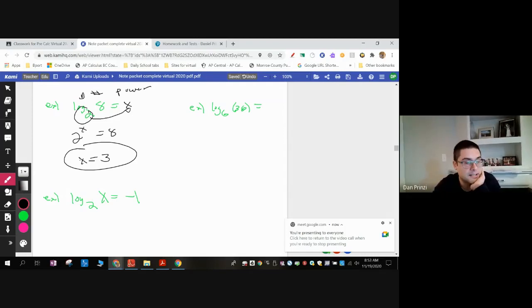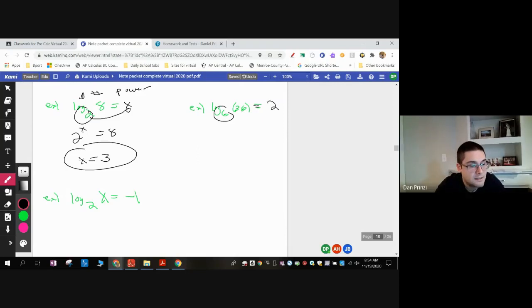How about the log base 6 of 36? What do you guys think? Log base 6 of 36. Miss Ford? Everyone good? 2. It's 2 because 6 squared equals 36.